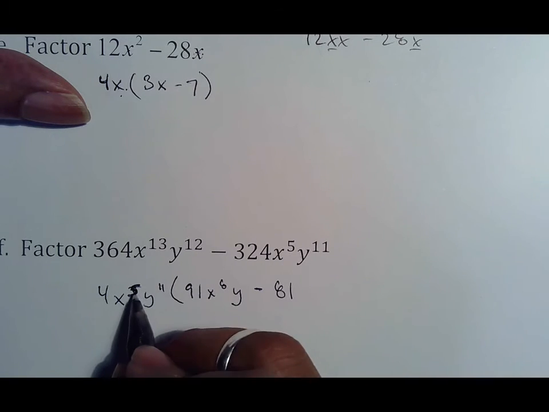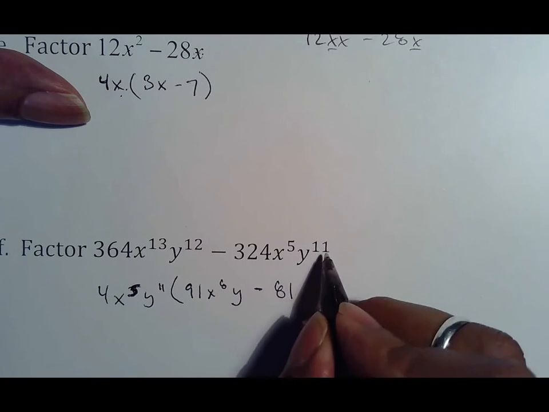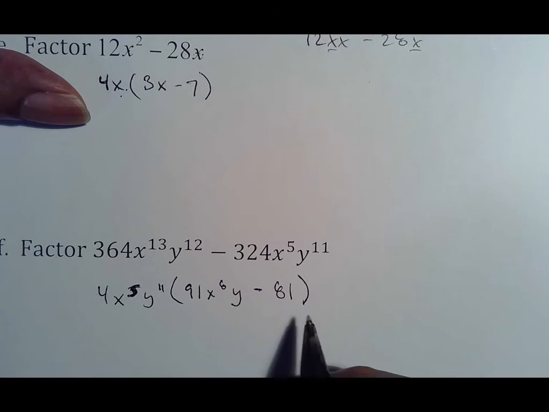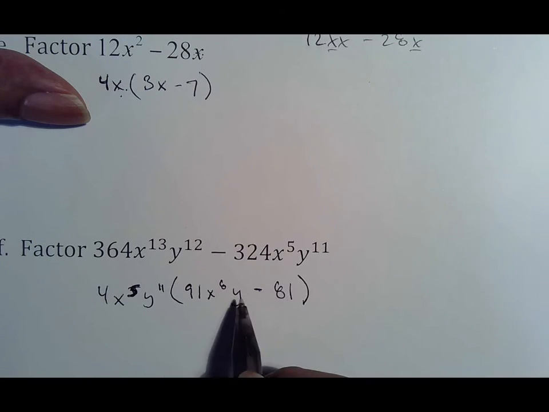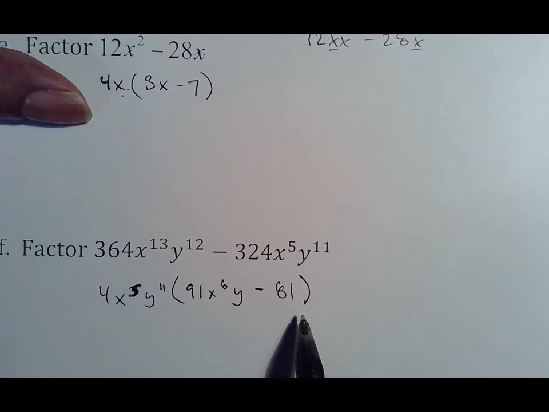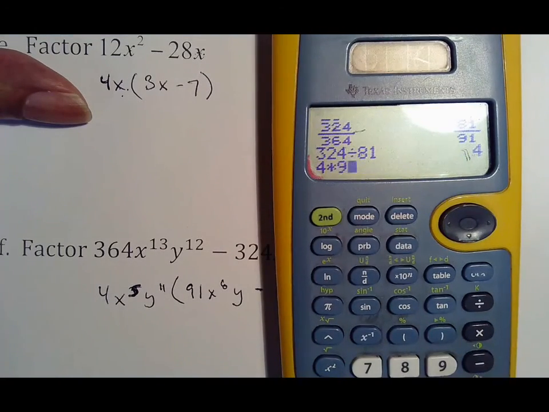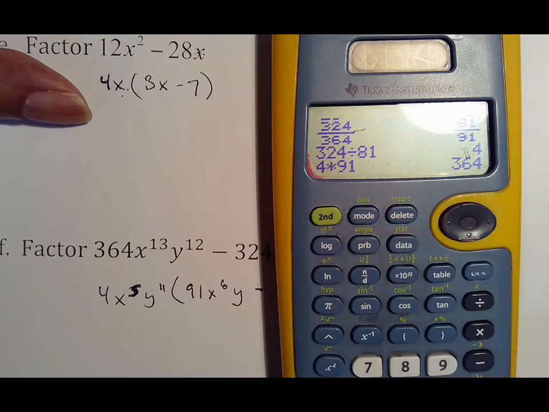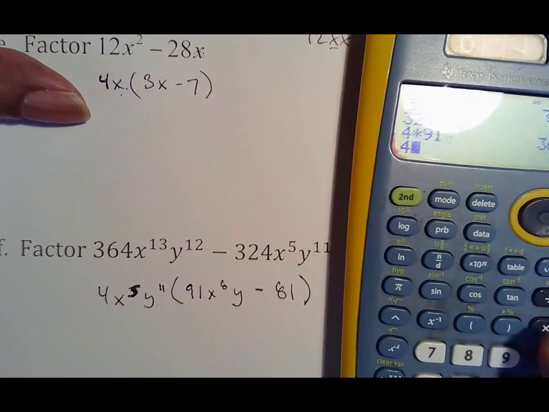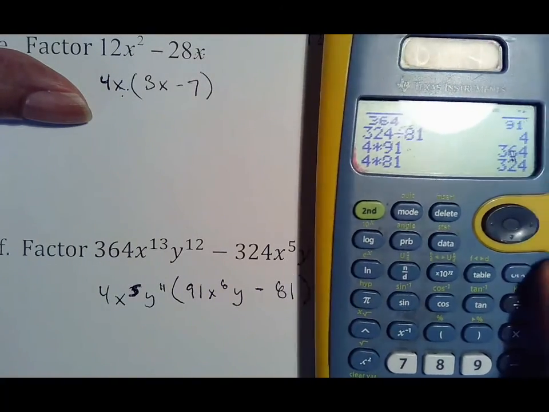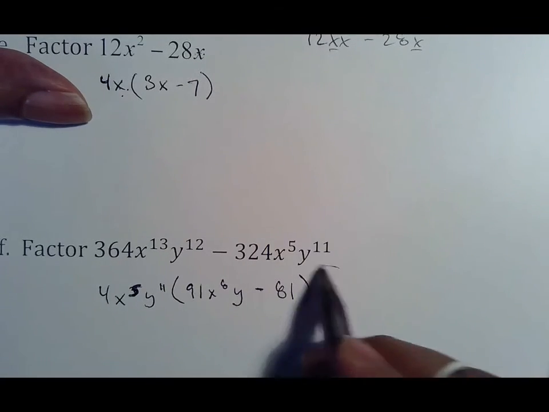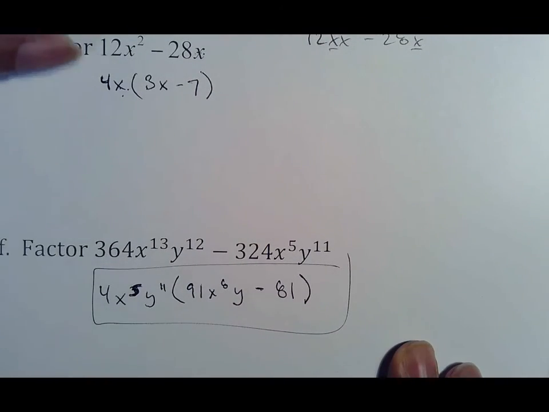I had 5 x's, took them all off. They're gone. Had 11 y's, took them all off. They're gone. Notice how this has an x but that doesn't. This has a y but that doesn't. That means I factored it right. Last thing I want to do is make sure the numbers work. So 4 times 91, that is the number I'm looking for. And then 4 times 81, that is also the number I'm looking for. So I know for a fact that that is the right answer.